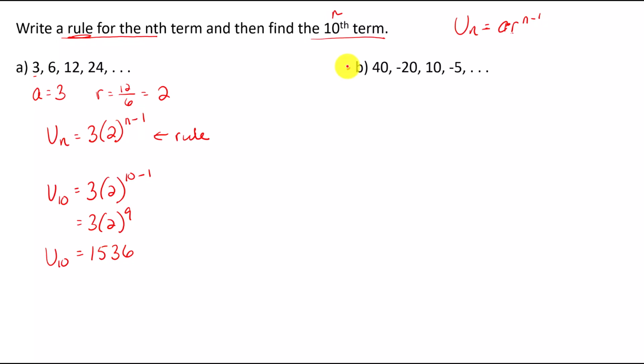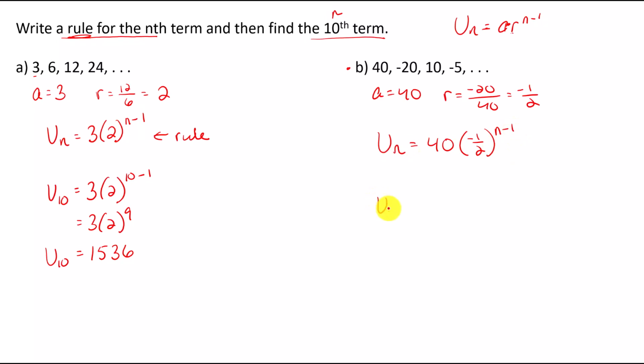All right, I want you to go ahead and try this problem and find your A, find your R, and then write a rule, and then find the 10th term and check your answer with me. Okay, so A is 40. R would be like negative 20 divided by 40, which is negative 1/2. And so when we write our rule, we have 40 parentheses negative 1/2 to the n minus 1. That's our rule. That's all there is to that, okay, for geometric.